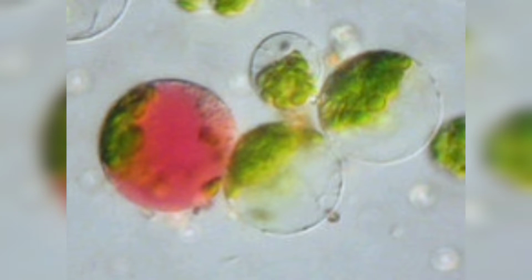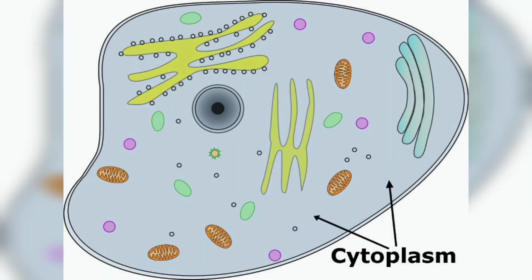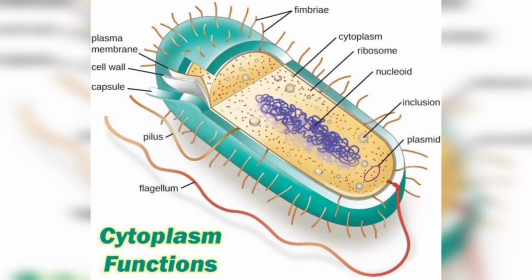So, sir, what is cytoplasm? Generally, cytoplasm is the material bound by a plasma membrane. The material which is bound by the plasma membrane is called cytoplasm, and the cytoplasm is a major part of a protoplast. So cytoplasm is a part of a protoplast.